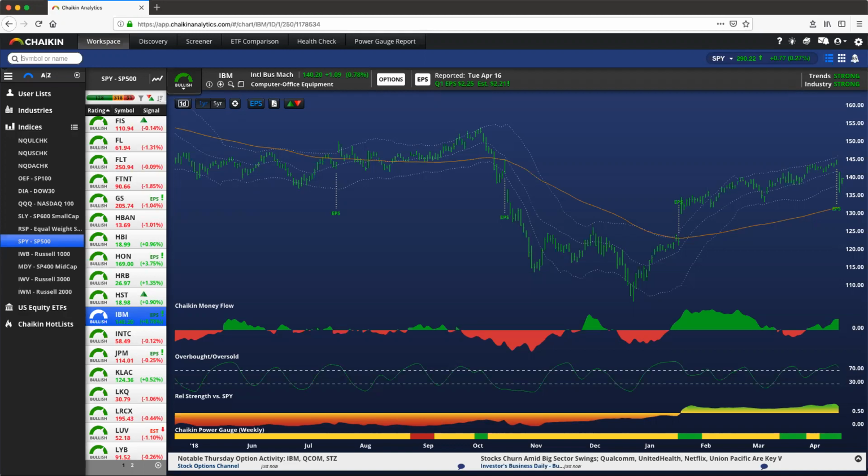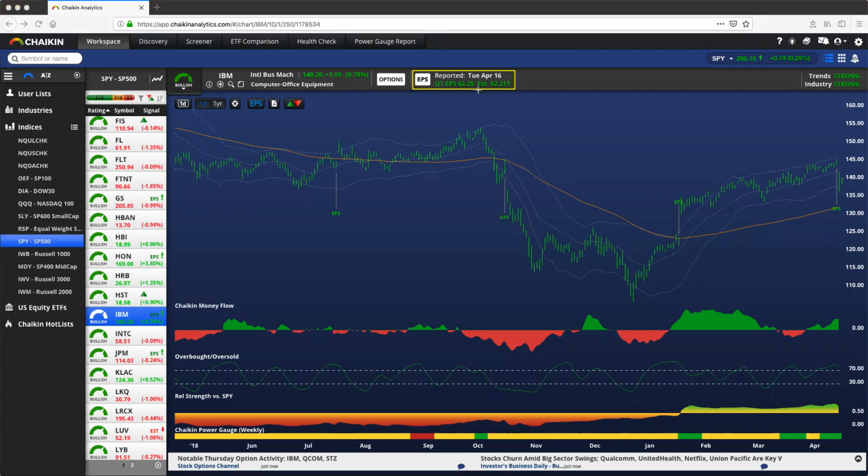Earnings can be a volatile time for any trader. Chaikin Analytics makes being aware of what is going on during earnings season a breeze. We can find earnings information in the top center of the header for any stock you choose to view.